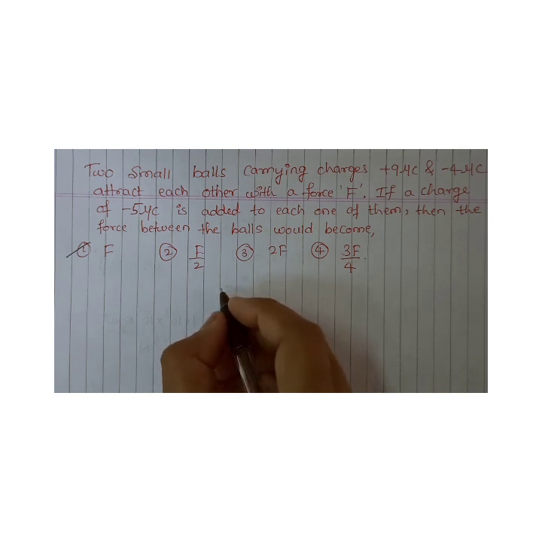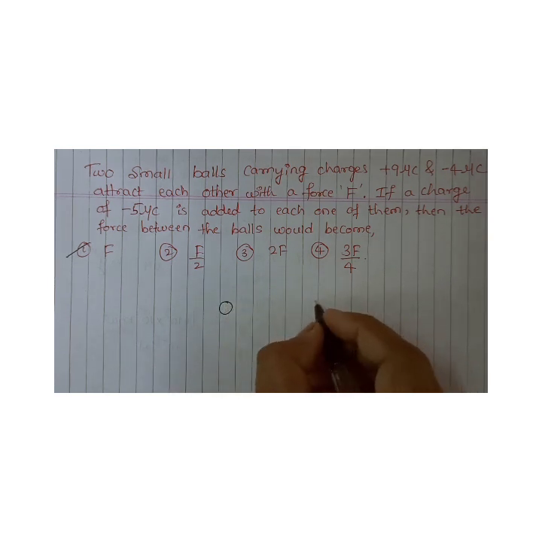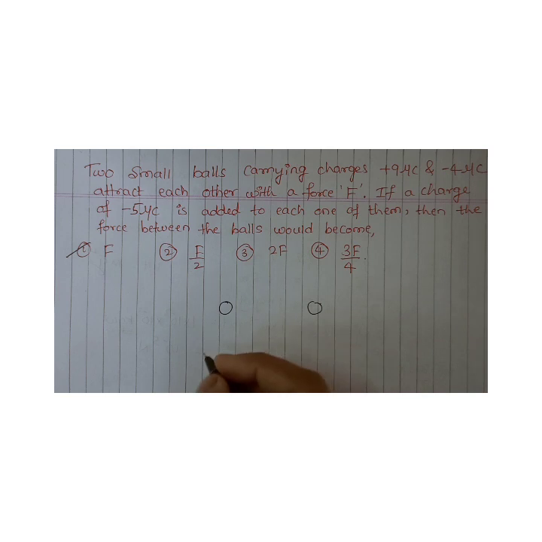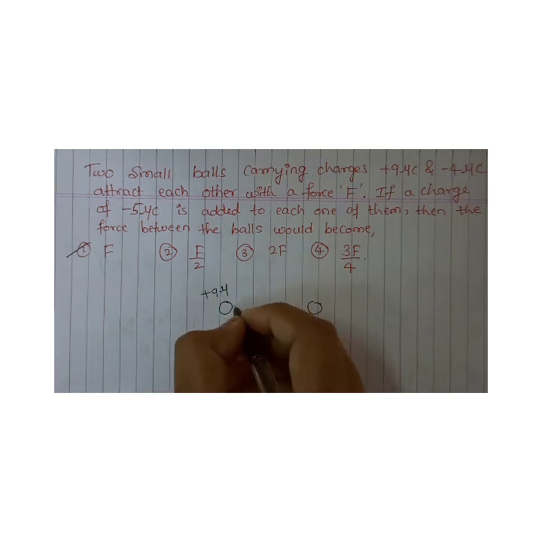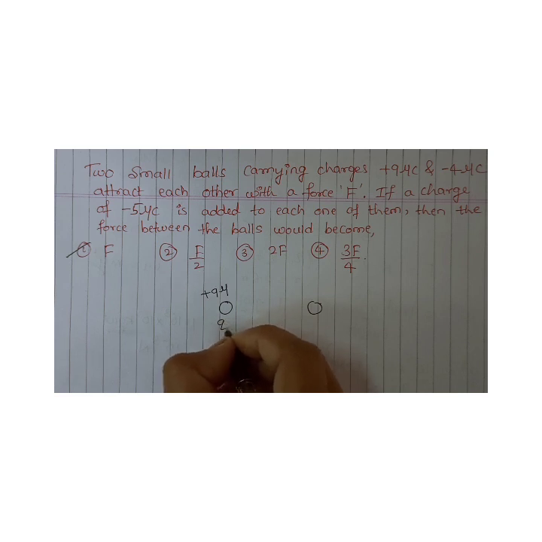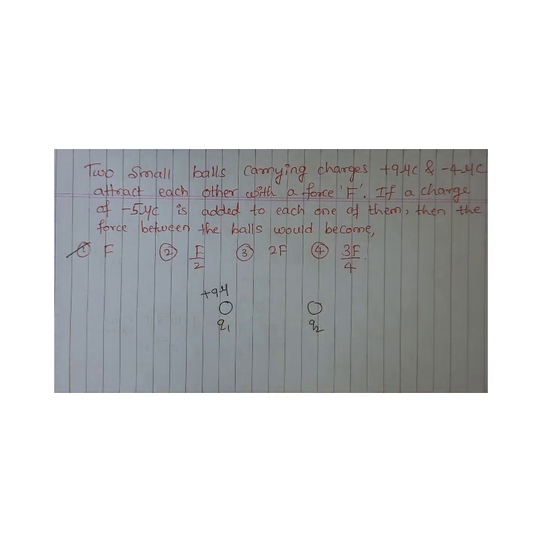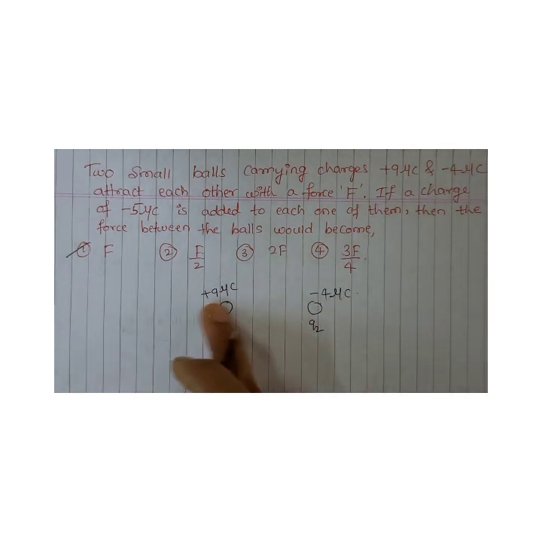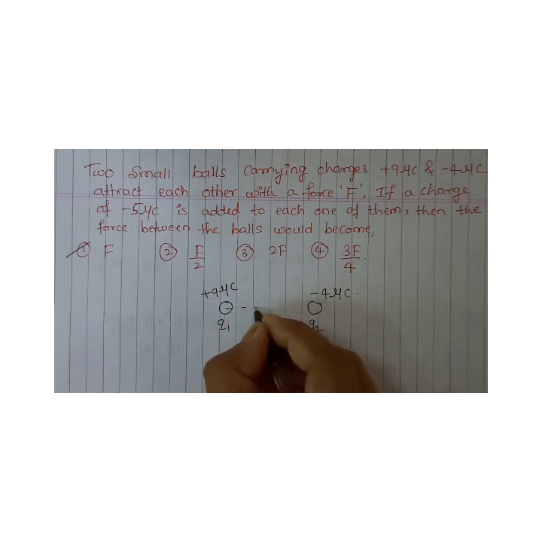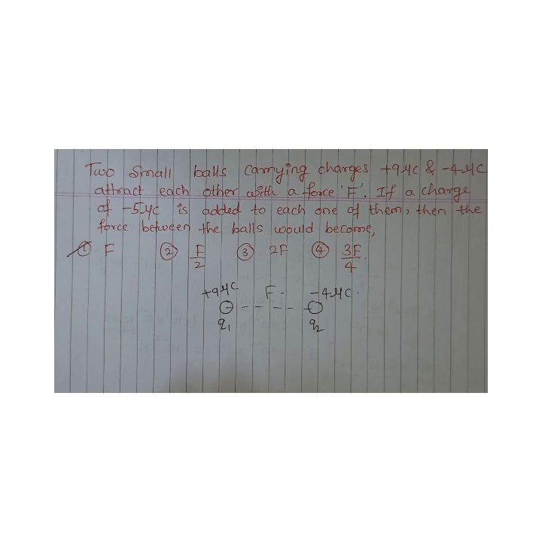How do we solve it? What they are saying: two charges are there, small balls carrying charges. Initially the first one is carrying, I'll name it Q1, and this is Q2. I'm picturizing it, you have to work all this out in your mind. This one is minus 4 microcoulomb, right? So initially this is the case, and initially this would be the force F.